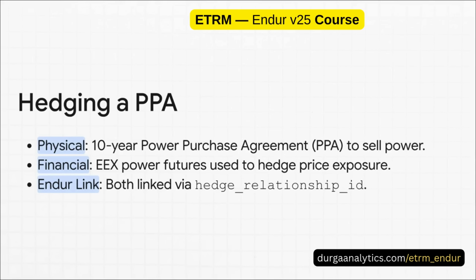So here we have a renewable energy company. They've got a long-term 10-year power purchase agreement. That's a physical obligation to sell power. Now, to manage the incredible price risk over an entire decade, they use financial futures on the EEX exchange. And inside Endur, these two positions, which seem separate, are explicitly linked together using something called a hedge relationship ID.